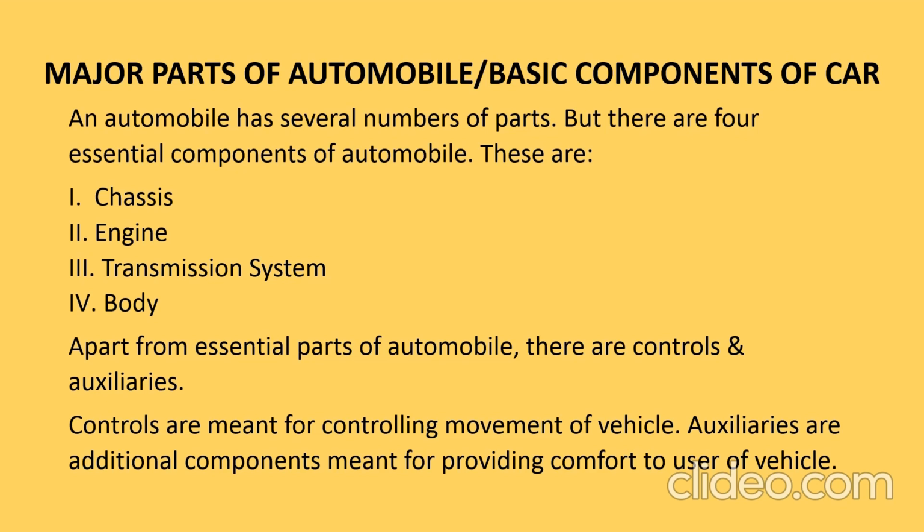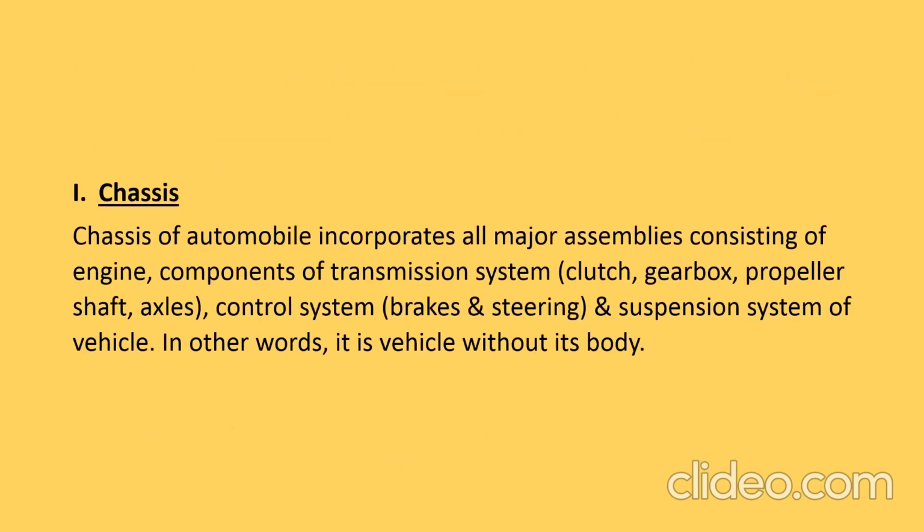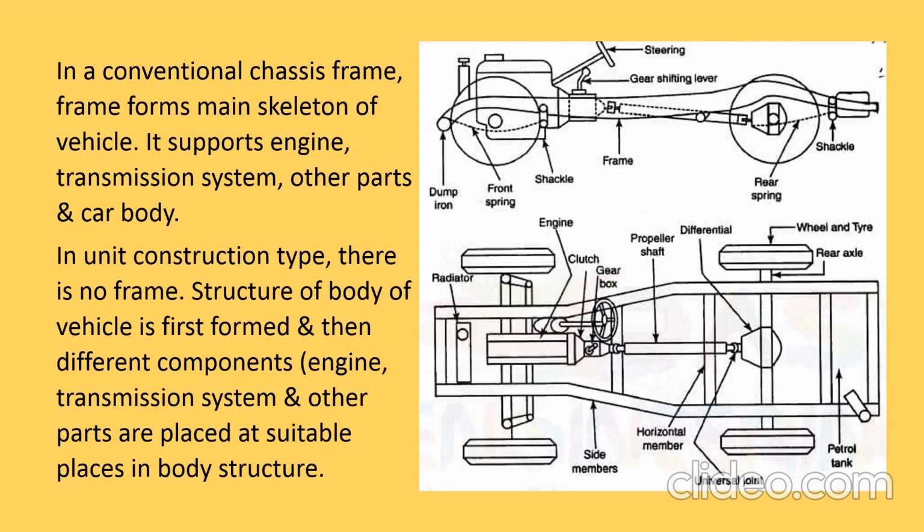So, the first, the chassis. The chassis of an automobile incorporates all major assemblies consisting of the engine, components of the transmission system, that is clutch, gearbox, propeller shaft, axle, a control system such as brakes and steering, and the suspension system of the vehicle. In other words, it is the vehicle without the body. In conventional chassis frame, the frame forms the main skeleton of the vehicle. It supports the engine, transmission system, and other parts of the car body.